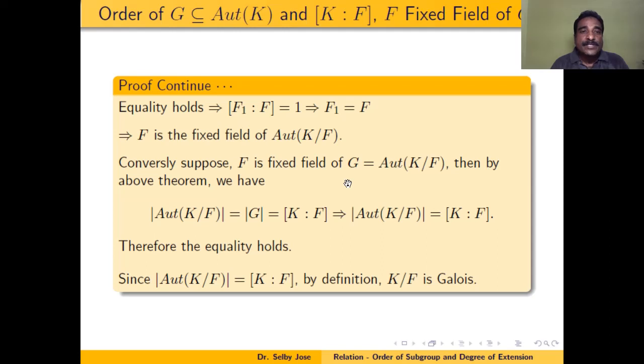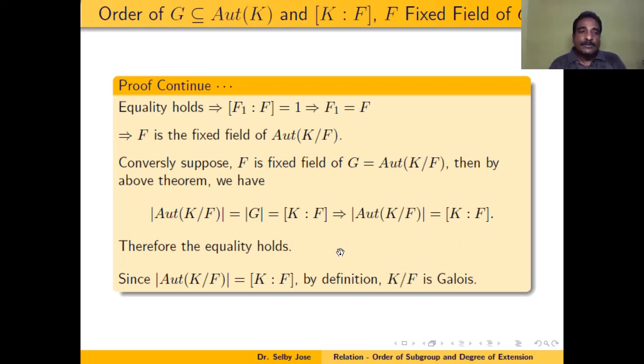Then, because F is the fixed field of this group, by the above theorem the degree of extension of K over F is the same as the order of the group. That means the order of the automorphism group of K over F is equal to the degree of extension K over F. Therefore, by definition, K over F is a Galois extension.